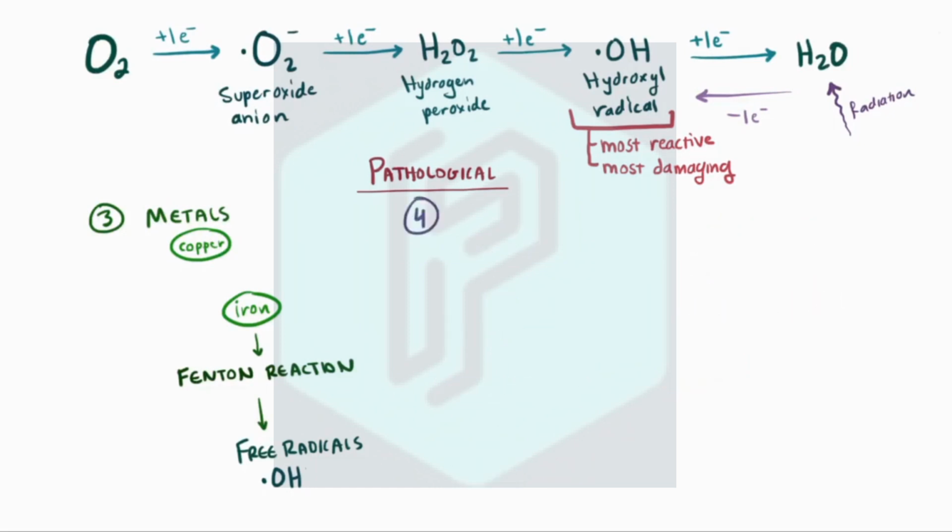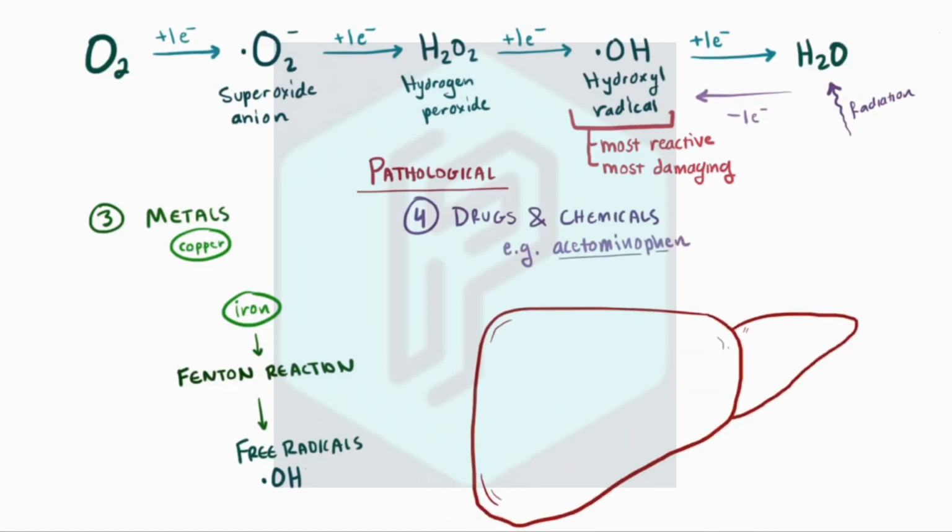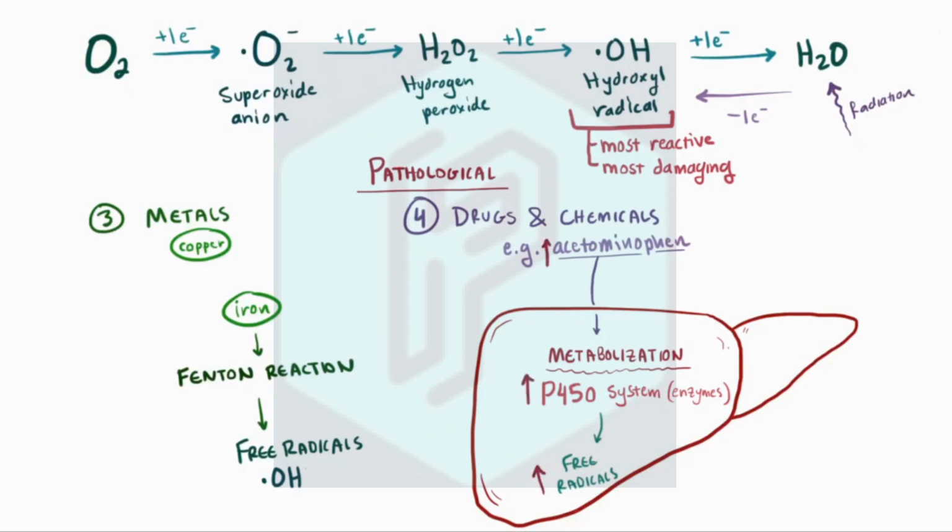Okay, finally, there are drugs and chemicals that can also produce free radicals. For example, a drug like acetaminophen, which, like many other drugs, goes to the liver to be metabolized. In the liver, the P450 system takes care of it, which is a group of really important drug metabolizing enzymes. This metabolizing, though, can generate free radicals, and so when high doses of acetaminophen are taken, it can cause massive death of tissue in the liver. And this is mainly from free radical damage.